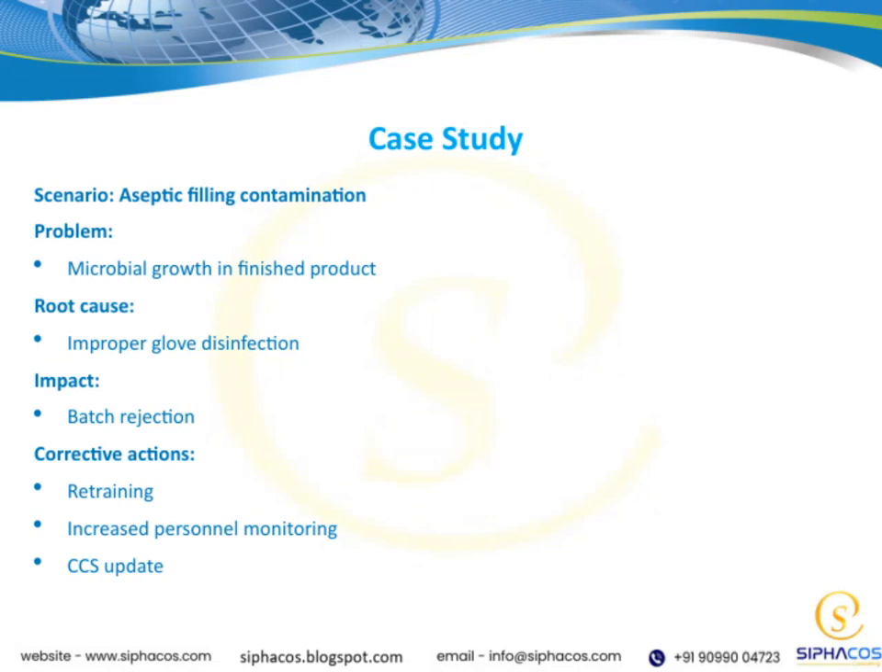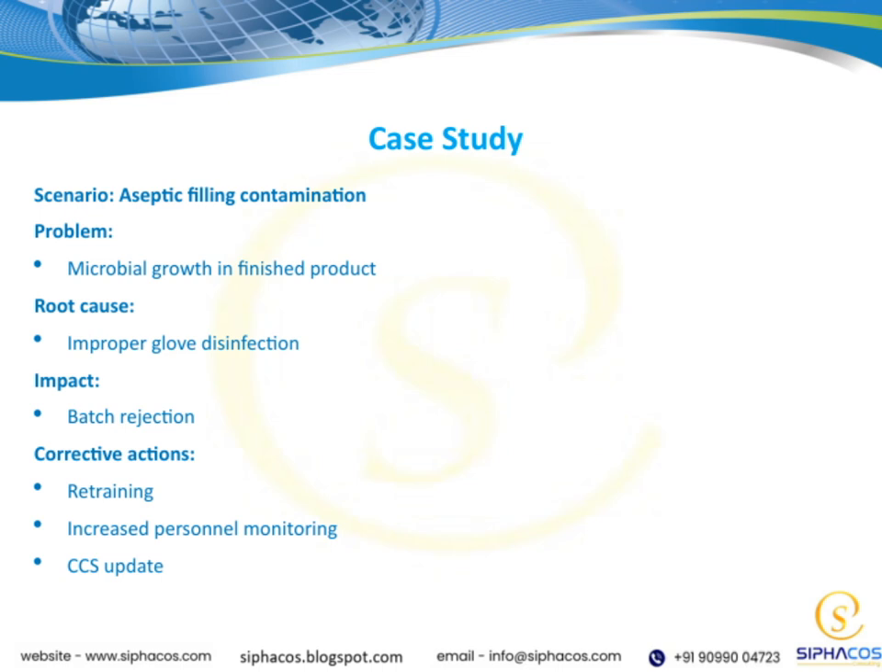Let's look at this case study to see how contamination issues can arise and be addressed. The scenario here involves aseptic filling contamination, which is a critical concern because it directly affects product safety and quality. The core problem was microbial growth in the finished product, which is a serious issue because it can lead to safety risks for patients and product recalls. Upon investigation, we found that the root cause was improper glove disinfection. This highlights an important point. Even small lapses in hygiene practices can have significant consequences.